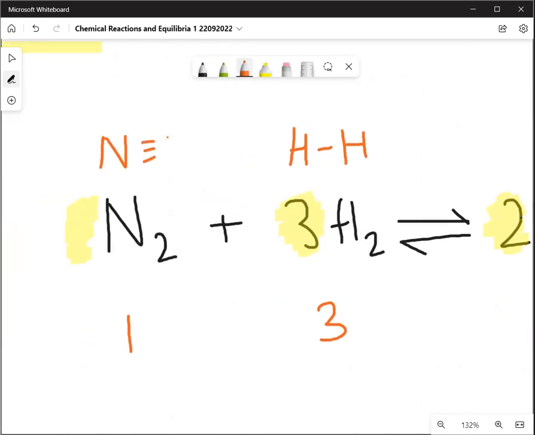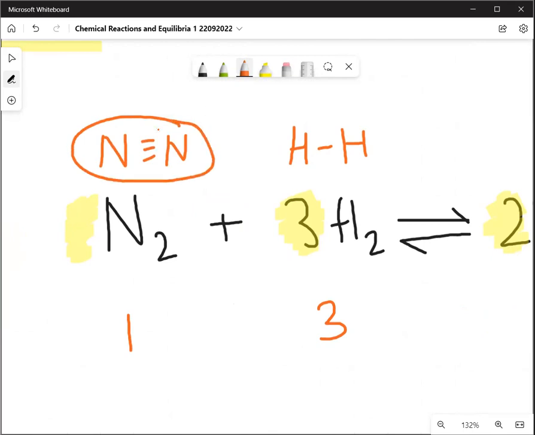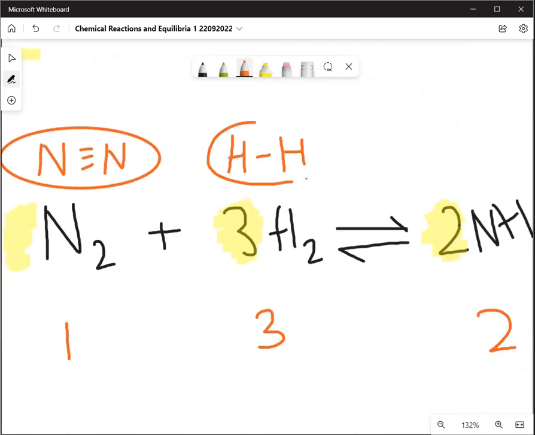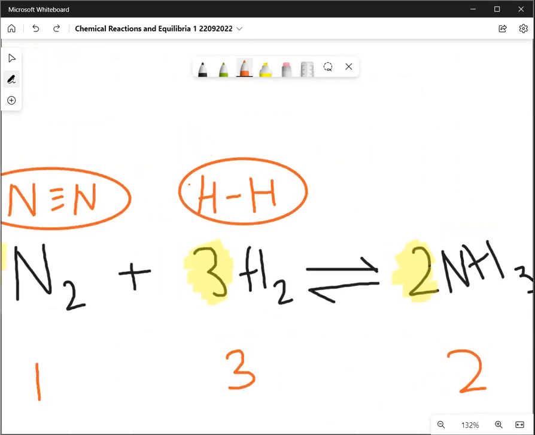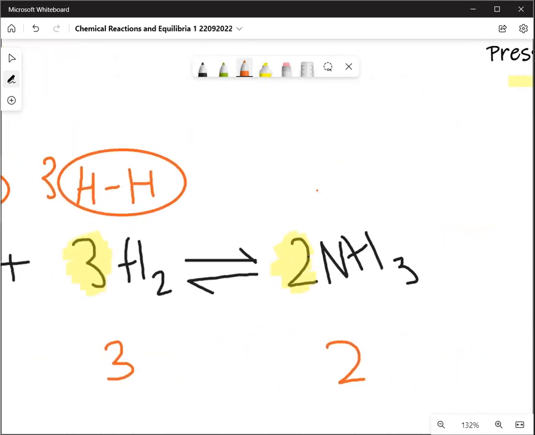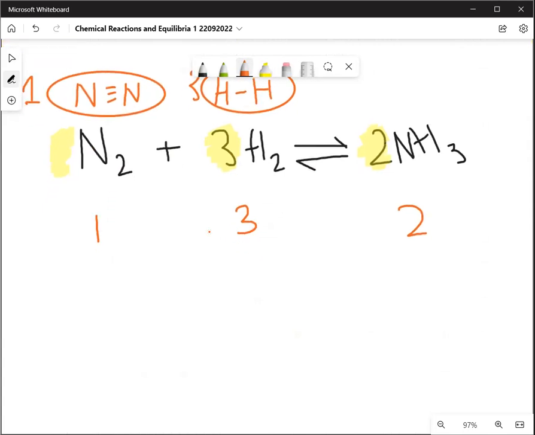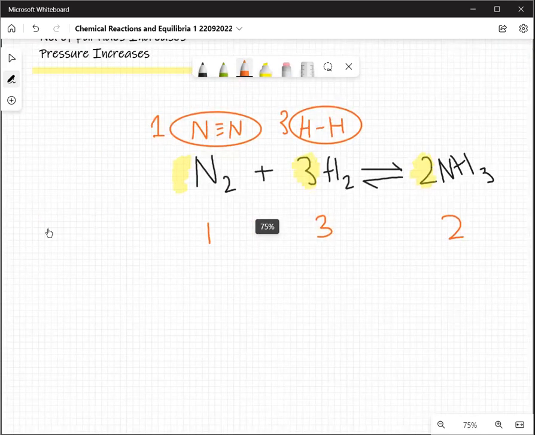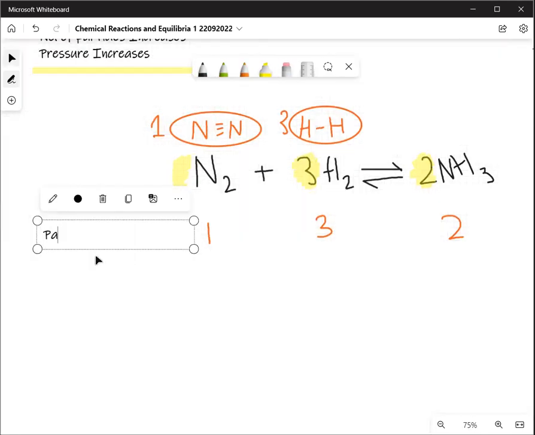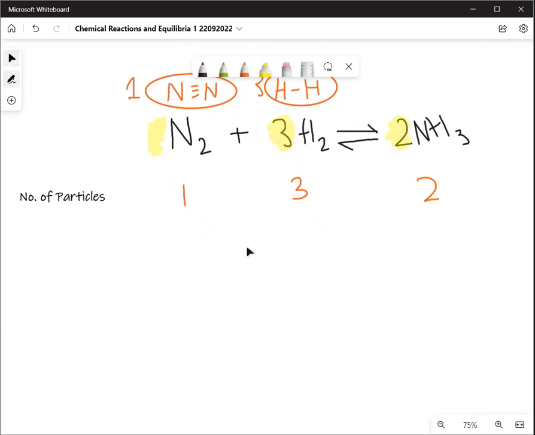Nitrogen is bonded like this. That's one particle. So this whole thing is one particle. How many of this do we have? We have 3 of these, right? And we have 2 of these. 1 of this, 3 of this. Okay, right? These are the number of particles. Good. Fine. So far, so clear?